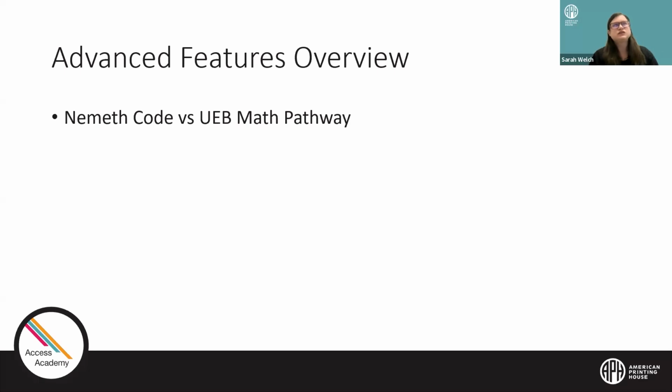So we talked about this a little bit in the last one, but I just wanted to clarify a bit more between the Nemeth Code versus UEB math pathway. And like I said a bit earlier, Braille Brain does have both available. So just to ask before we get into the differences between the two, I know that in the US, different states do different codes. Does anyone have a particular code they use? You use Nemeth, UEB math, both?